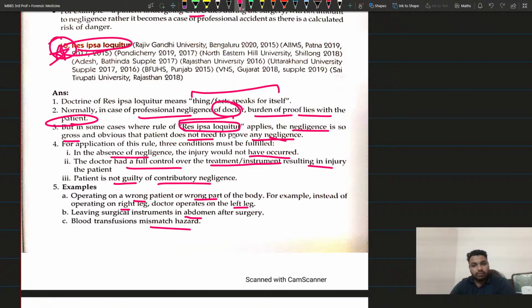Now, this thing happened: the doctor was supposed to amputate this arm, but he did this one. He was supposed to do the left one, but he did the right one. So here the facts speak for themselves. That is very gross negligence, so the patient does not have to give any proof. The doctor has full control over the treatment and instruments. The patient is not found guilty of any contribution.